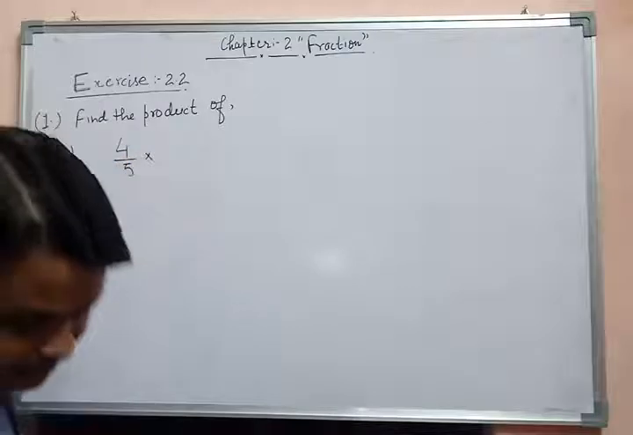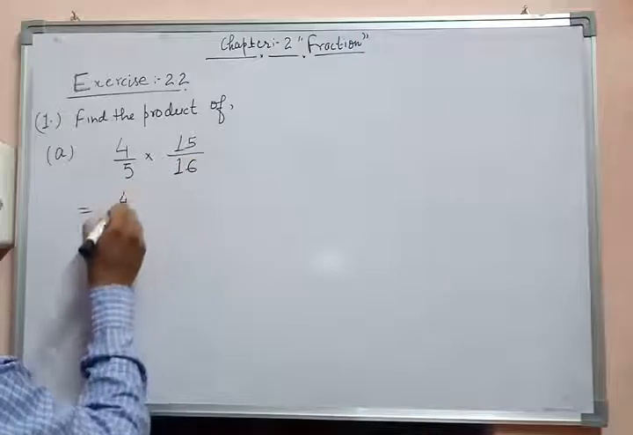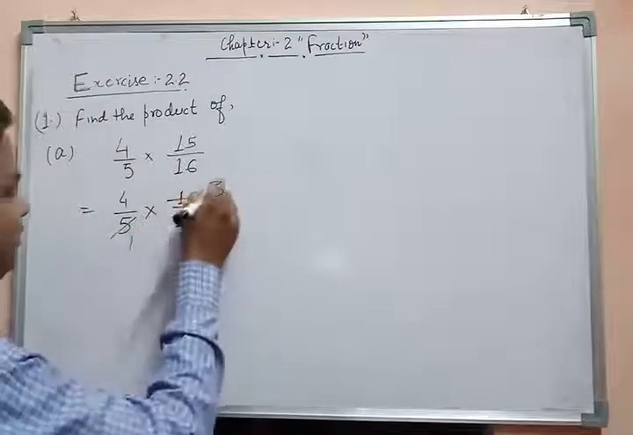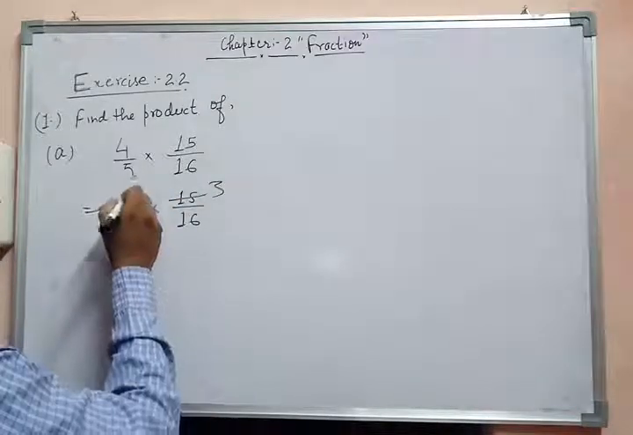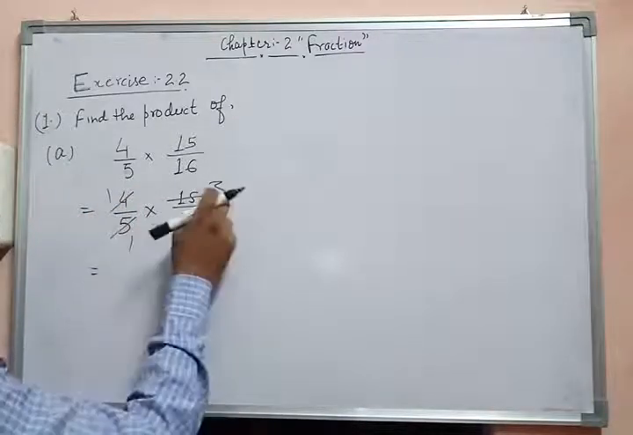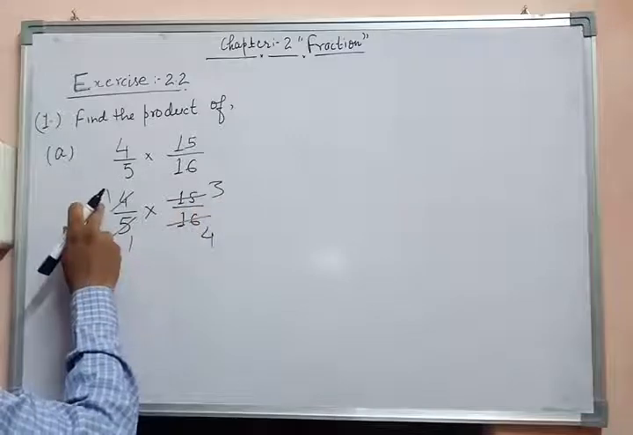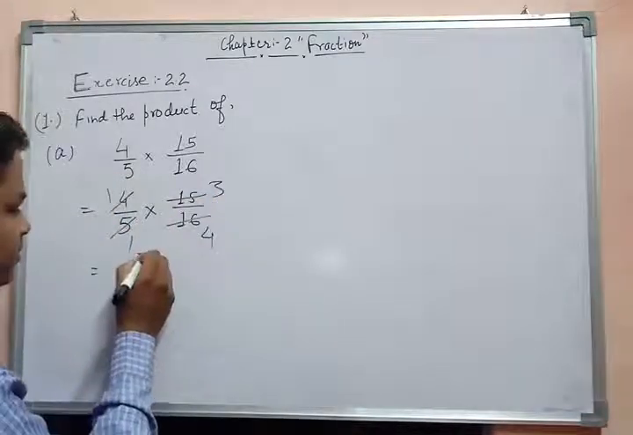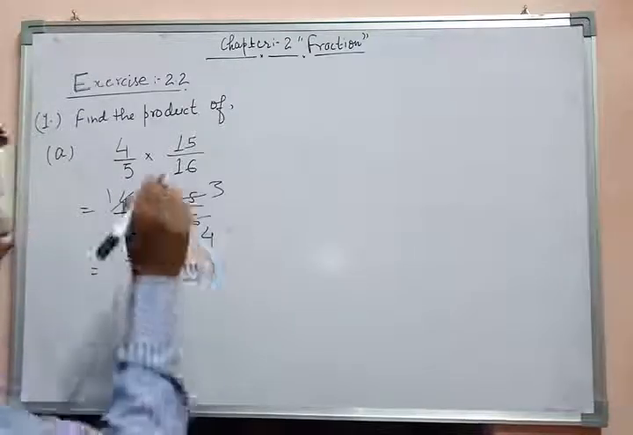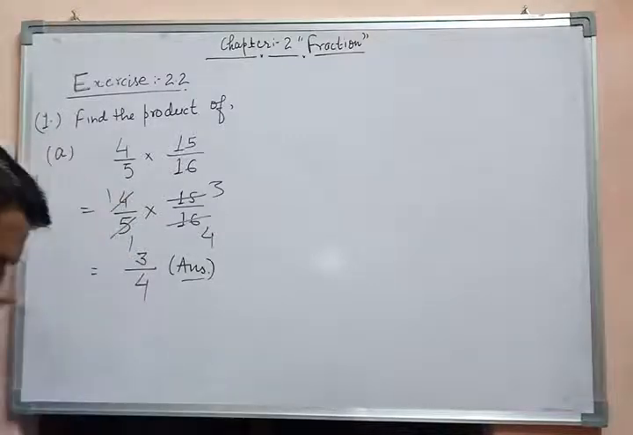4/5 multiplied by 15/16. 5 ones are 5, 5 threes are 15. Is that clear? And 4 ones are 4 and 4 fours are 16. So students, here we get 1 and here we get 3. 1 into 3 or 3 into 1 is 3, and 1 into 4 is 4. This is the answer. Okay students, this is the answer. Now moving to our next question.